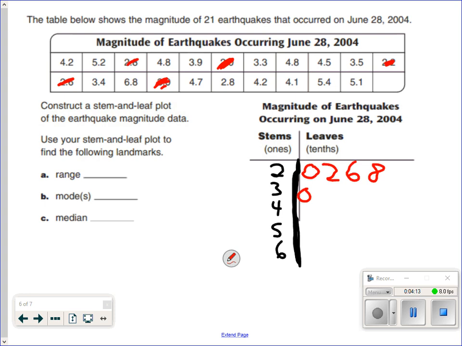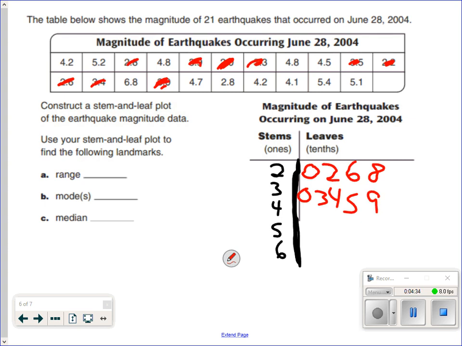Any 3.1s? 3.2s? 3.3? 3.4? 3.5? 3.6? 3.7? 3.8? 3.9? No more 3s.